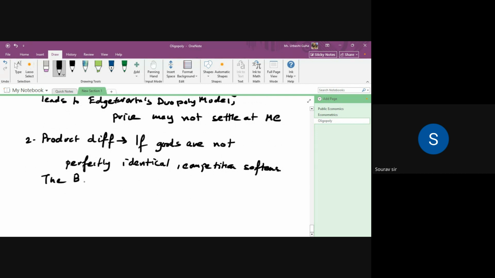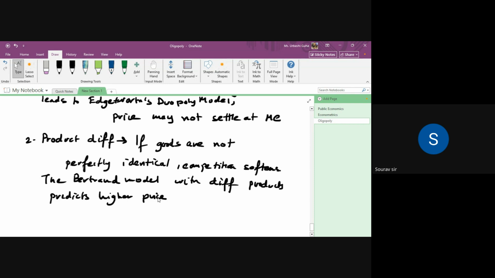So, we are economists, correct? So, we have to think from every perspective. The question should be everywhere in our mind: why is this happening, and we should answer those. With differentiated products, the model predicts a higher price. Obvious. And positive profits also, which we discussed.